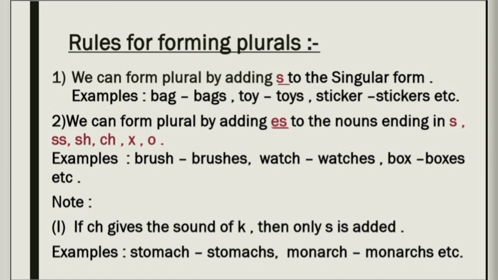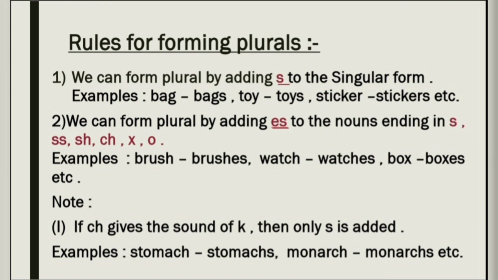In the English language, there are different ways of making nouns from singular to plural. Therefore, we'll talk about the rules for forming plurals. The first one is that we can form plural by adding s to the singular form. This is the basic rule, and most of the nouns in the English language are formed that way. For example, bag, bags, toy, toys, sticker, stickers, right? Most of these nouns are formed this way.